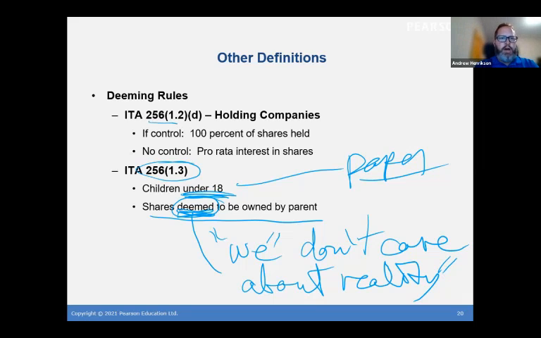That can't be owned by them for purposes of tax. Also, we talked earlier about 256 1.2. If you have companies in between, if you have control, you have 100% of the shares. If you don't have control, you prorate it. That's where we did that little bit of math and we got like 7.6%. That's what that was. So these are all these deeming rules and little weird rules that we have in here.